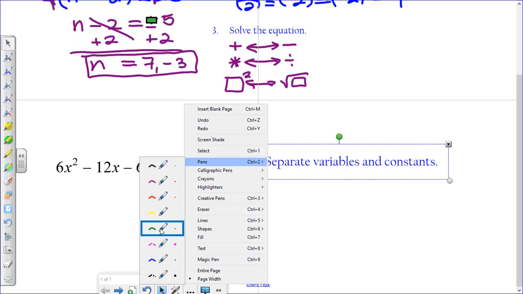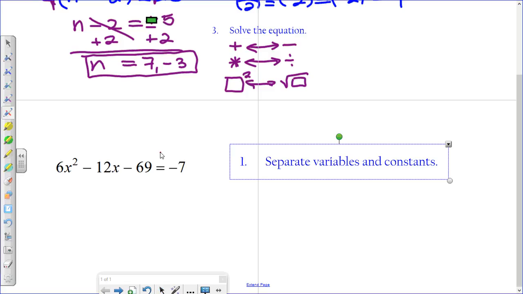Okay, so let me pick a color. This color. So I'm going to put a line right here. Most of the letters are on the left side. So on the left side, I want variables, and on the right-hand side, I want constants. And I want to separate them. On the left, I was looking for variables. Variables means the letters. All of these have a letter except for negative 69. So the way you get rid of it is plus 69.